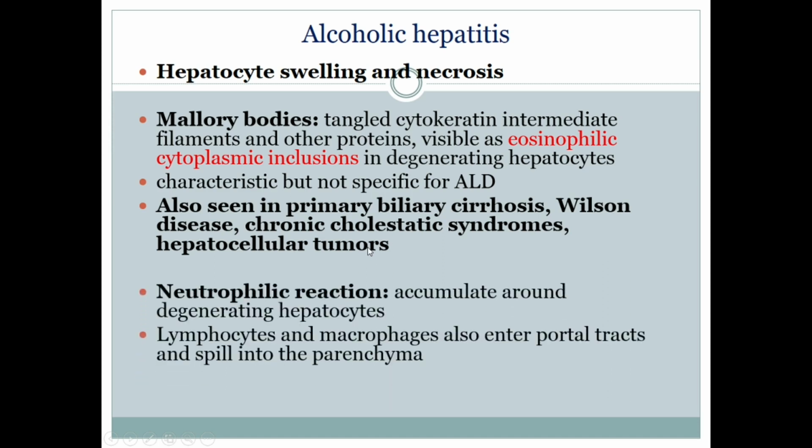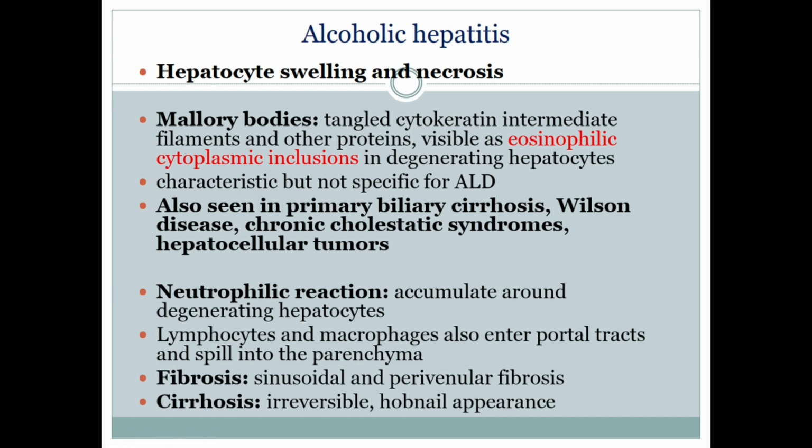Okay, and neutrophilic reaction may happen if there is necrosis of the liver cells. You may have neutrophils coming around that. Lymphocytes and macrophages can also enter the portal tracts and spill into the parenchyma. And fibrosis, you can detect by doing a reticulin stain, and cirrhosis you can detect by doing a Masson's trichrome stain. So fibrosis is sinusoidal and perivenular fibrosis.